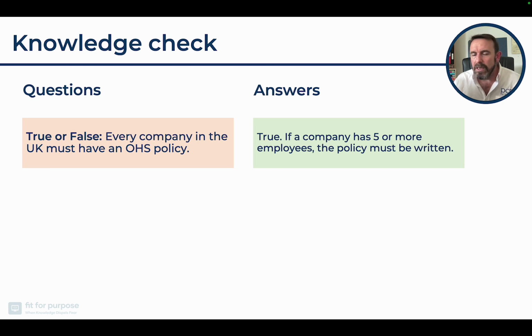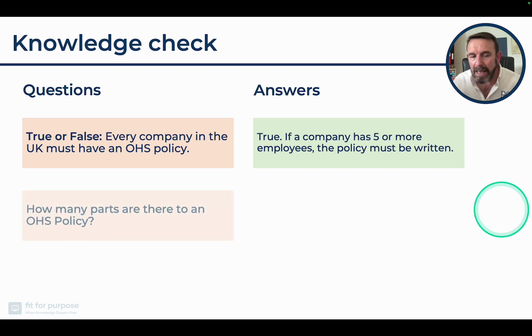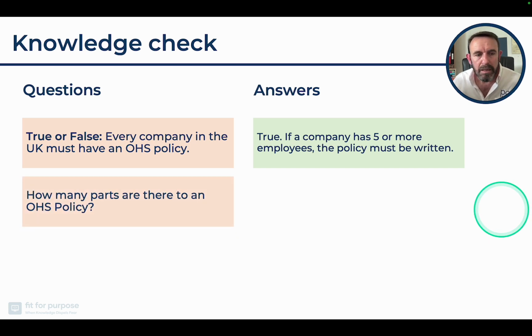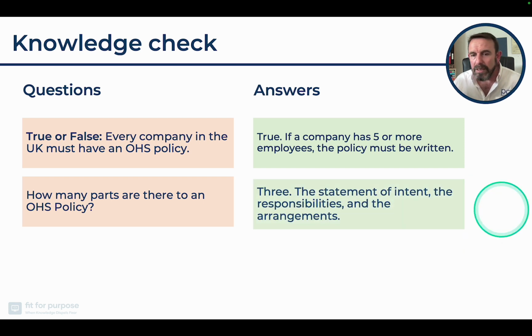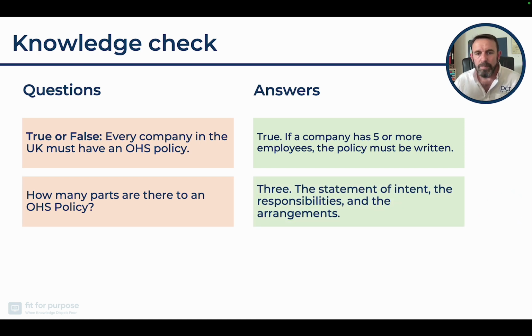So like we say, the policy itself is a document, but it's what we do that makes the policy. And we implement the policy through a management system, and we can record the policy in a manual that helps everybody understand it. How many parts are there? You remember how many parts? 1, 2, 3. Statement of intent, responsibilities, and the arrangements section.